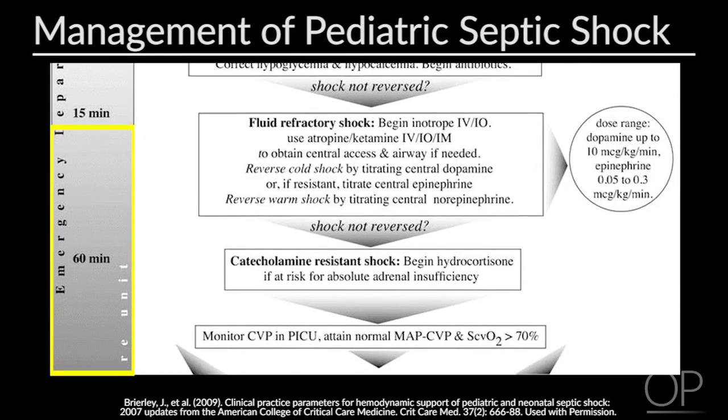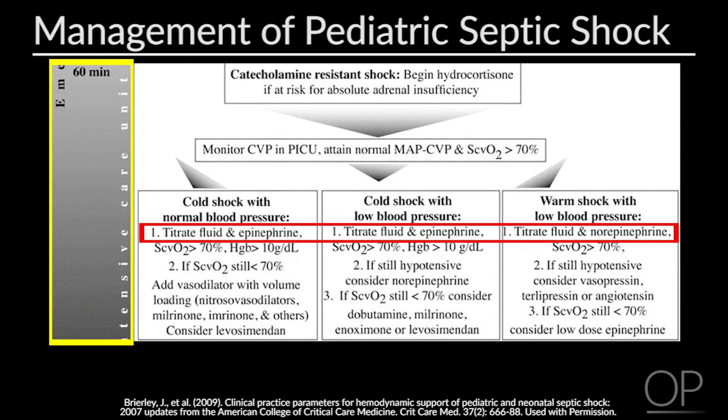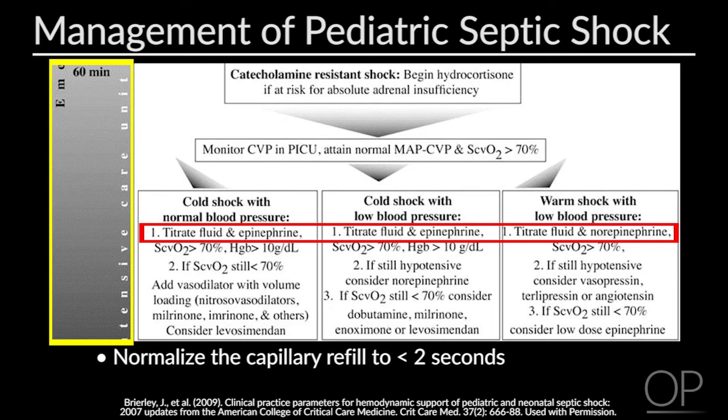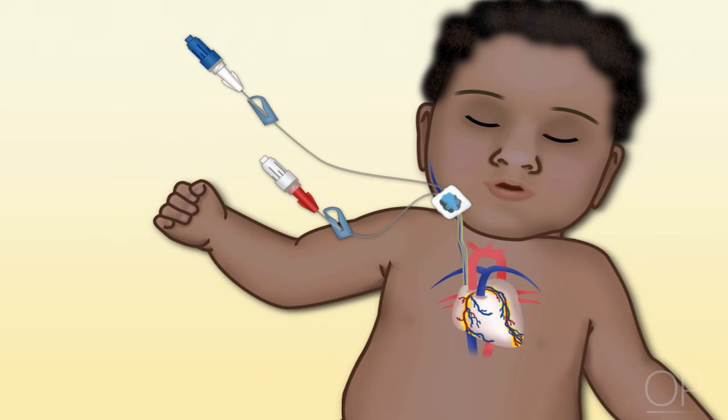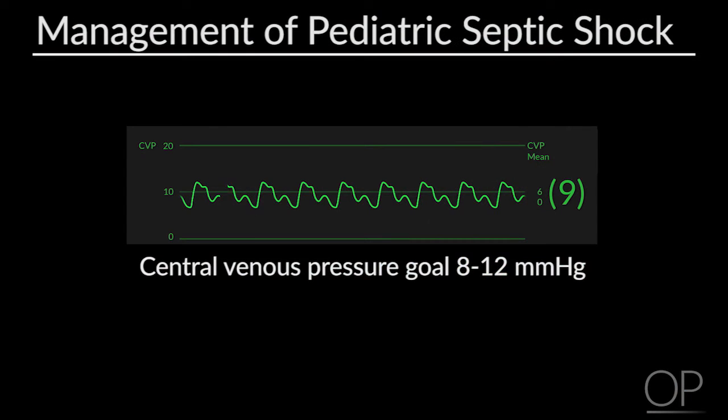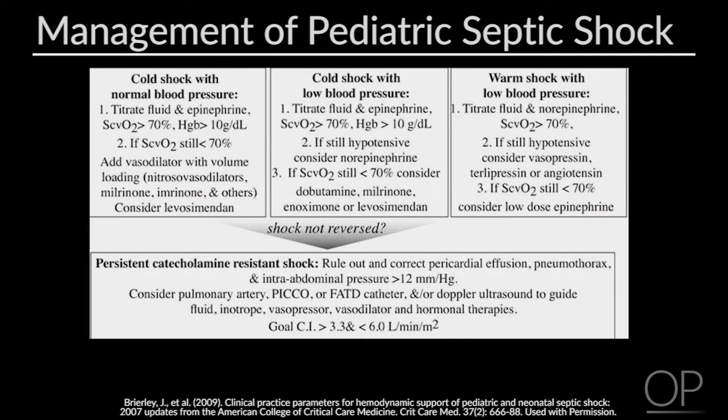Continued goals after 60 minutes of therapy include titration of medications and fluids to normalize the cap refill to less than 2 seconds, normalize age-specific heart rate and blood pressure parameters, and a mixed venous saturation, so again, a central venous catheter with its tip near the right atrium, a central venous pressure of 8 to 12, and this is borrowed from adult literature, with a goal SAT of greater than 70%. And again, a hemoglobin greater than 10 to optimize oxygen delivery. Cardiac index, which is normal, of 3.3 to 6 liters per minute per meter squared.